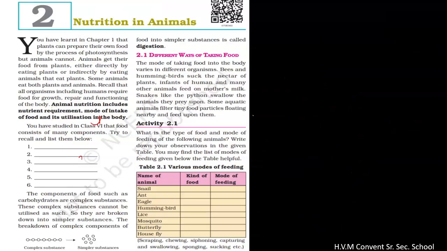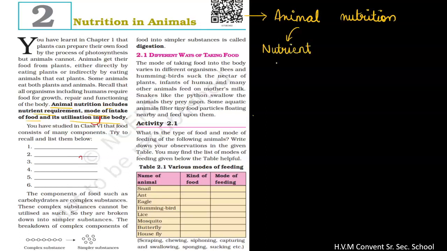So now, animal nutrition includes three terms: nutrient requirement, mode of intake of food, and then its utilization in the body. So basically the term nutrition is a bit complex term. It includes animal nutrition, which further includes three processes basically. So first it is the requirement of nutrients. So first is nutrient requirement.